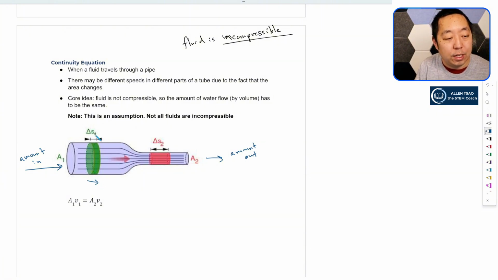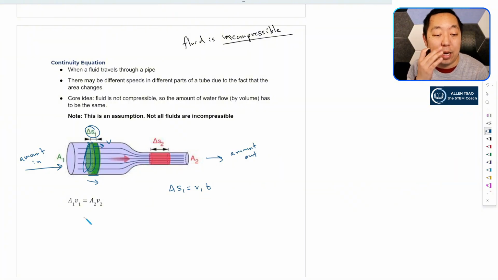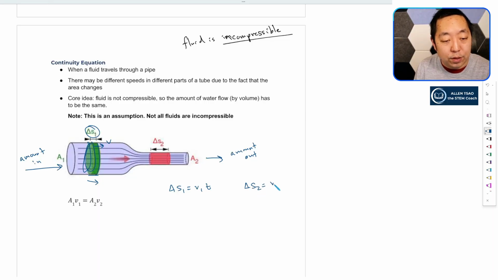It travels a distance delta S1 here, based on its velocity. And delta S1, by the way, would be the velocity of the water times how much time it takes. It would be the displacement of that water. That would give the volume of water in that segment that travels through in that amount of time. And delta S2 would be the velocity times the time as well. This is just distance is velocity times time. We're not talking about acceleration. So it's literally distance is velocity times time. No acceleration here. So this would be how much water is traveling through here in the same amount of time.